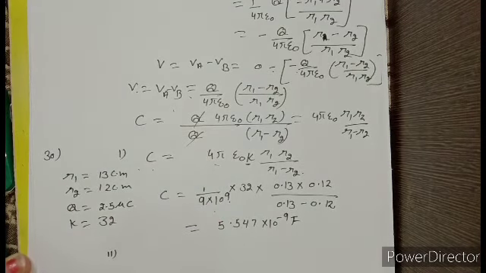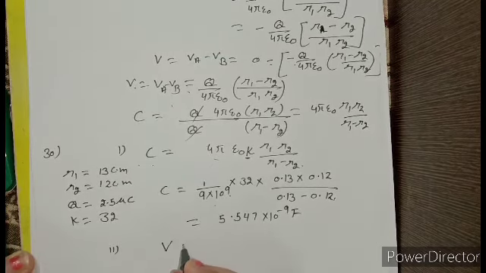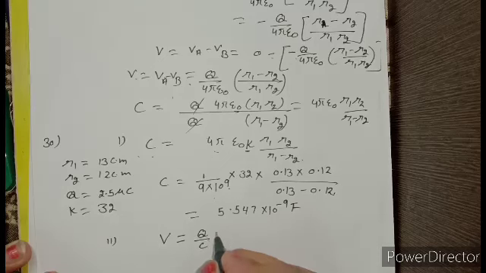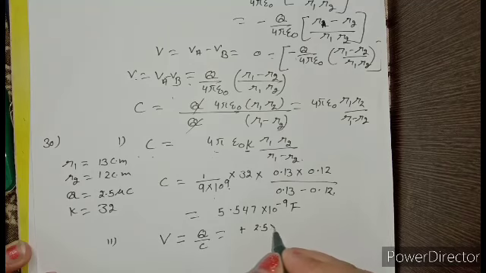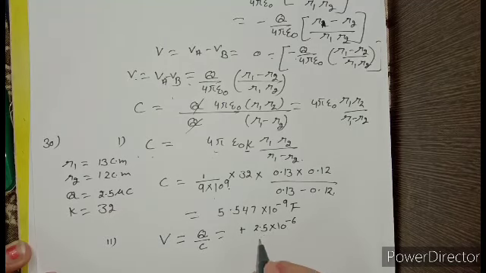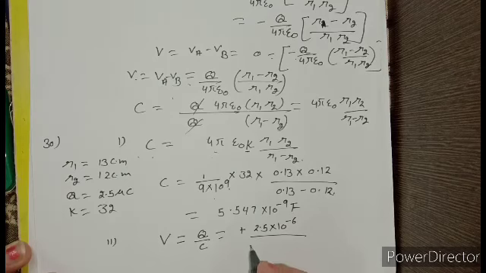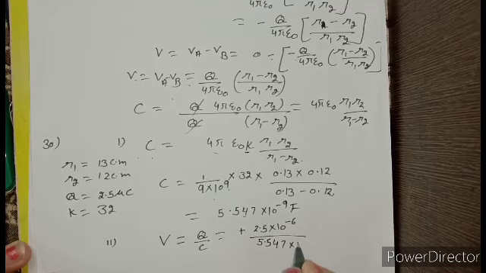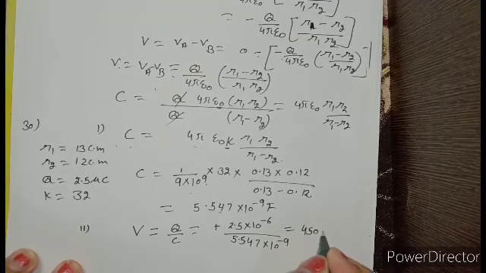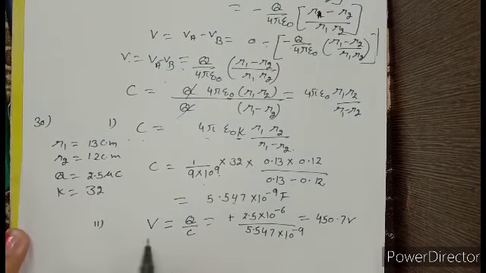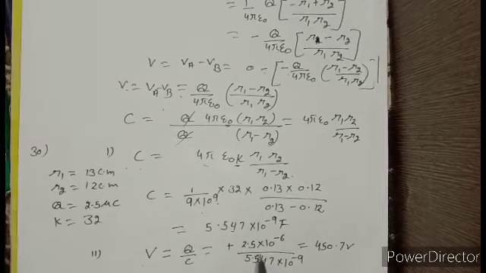Now in the part 2, what is the potential of the inner sphere? So here we will find out the potential. We know that potential V equal to Q upon C. Okay, so Q is positive 2.5 microcoulomb, so this will be 10 raised to power minus 6 coulomb, divided by C equal to, we know this value, 5.547 into 10 raised to power minus 9, and when we solve this, then this will be equal to 450.7 volts. So this is the value of the potential on the inner sphere.